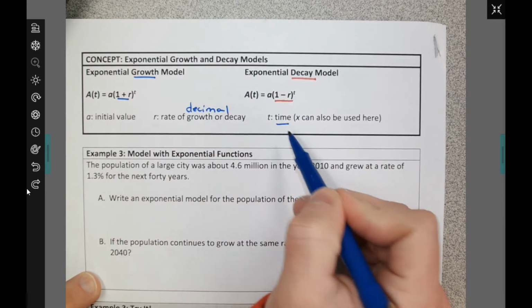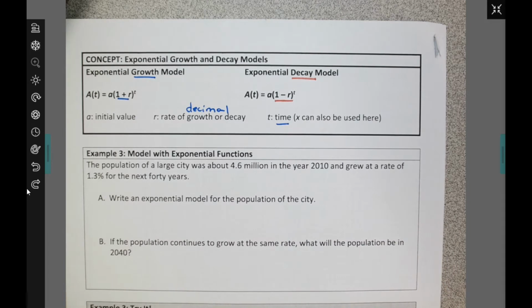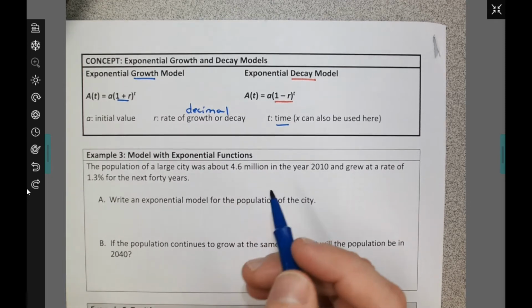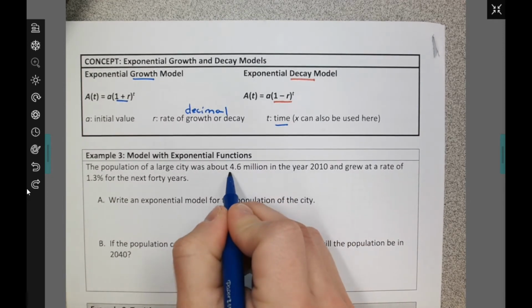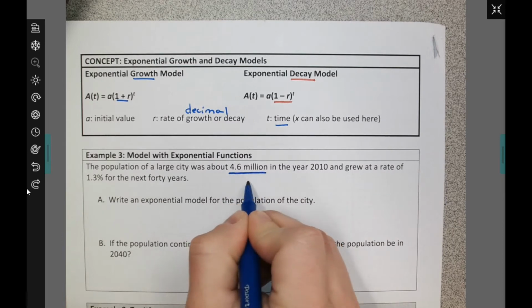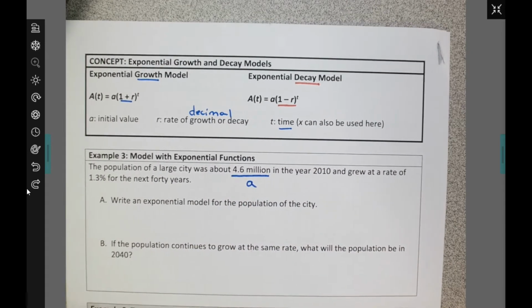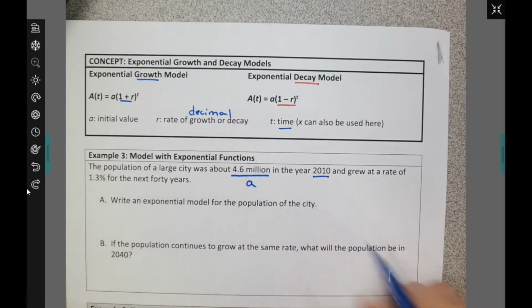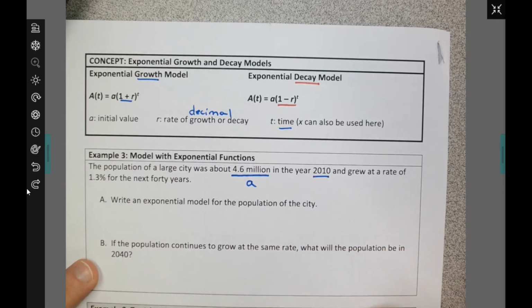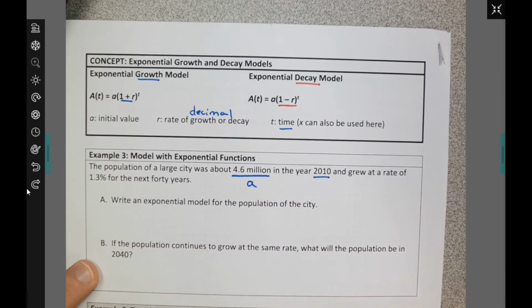represents our time. So putting this into practice, for example 3, I have a population of a large city that was about 4.6 million in the year 2010, and it grew at a rate of 1.3% for the next 40 years. First thing I do is pull out the key information. This 4.6 million is our initial value, so that's going to be our lowercase a. We started in 2010, which matters more in some problems than others.